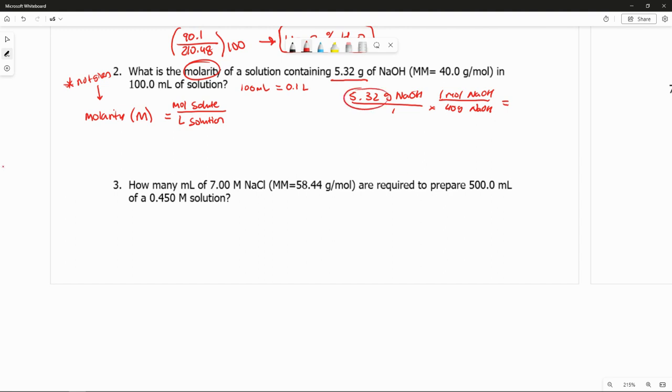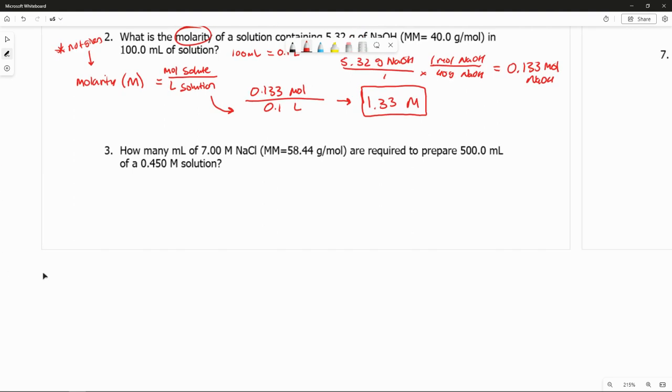We're going to do 5.32 times 1 and then divide it by 40, which is going to give you around 0.133 moles of sodium hydroxide, and that covers our moles of solute. Therefore, now we're going to get this equation and put our moles of solute we just found on top, divided by the liters, 0.1, and that is going to give us our final answer of 1.33 molar, capital M. And that is our final answer.